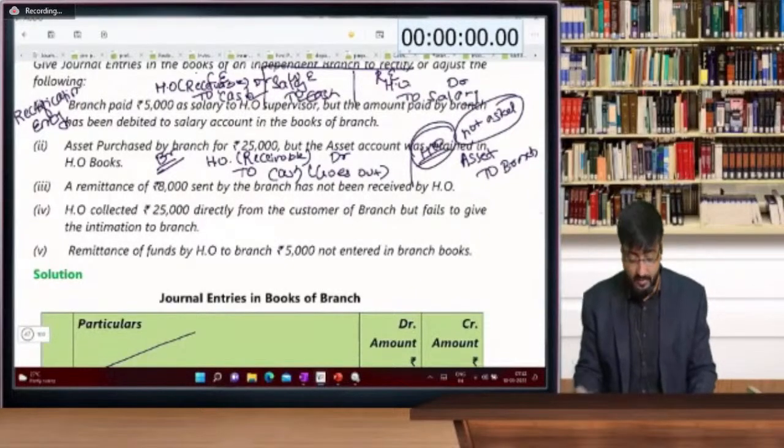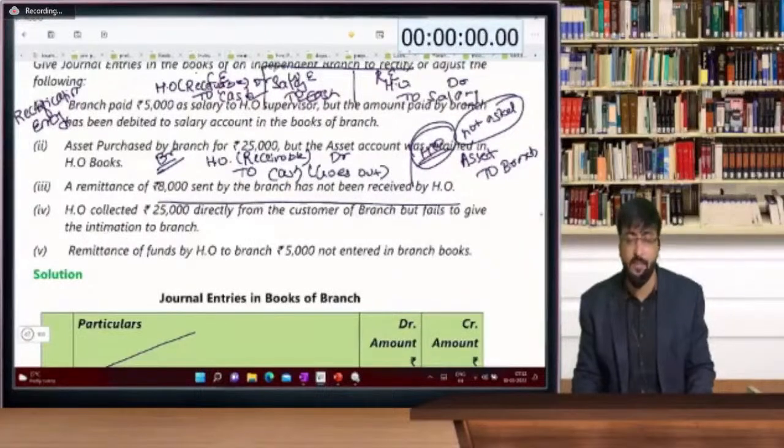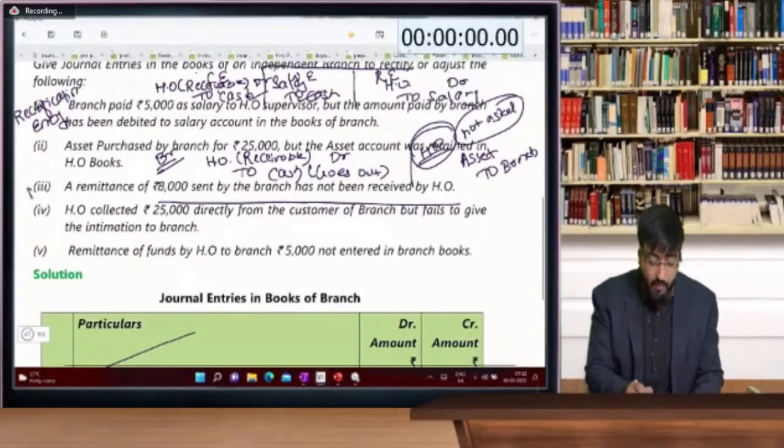A remittance of 8,000 sent by branch but not received by head office. In this case, branch is not going to pass any rectification entry. Why? Because already cash is sent. We are not concerned with any rectification entry; it is done by the person who is not receiving it. So HO will pass entry cash in transit account debit to branch account. Branch will not pass any entry in its books.